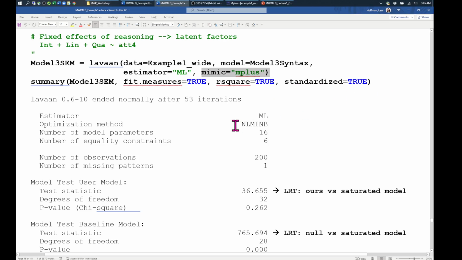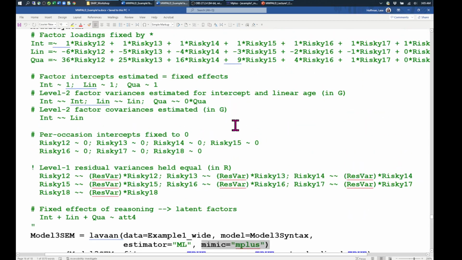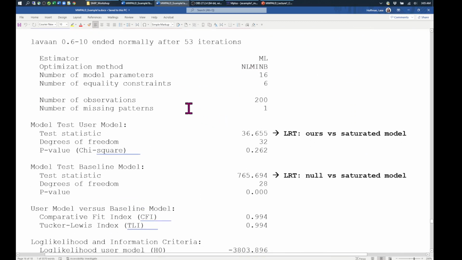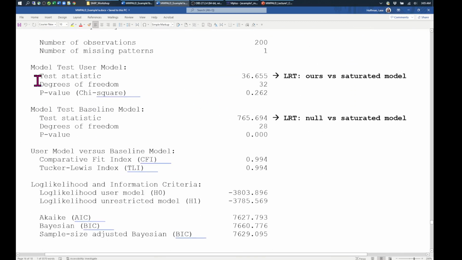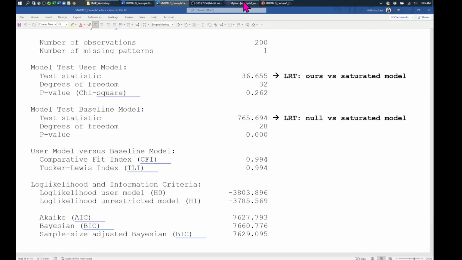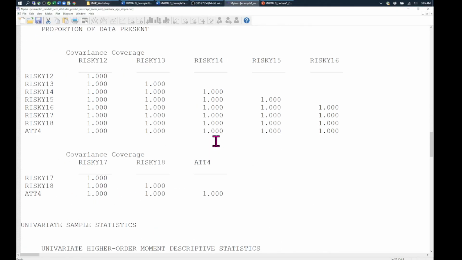So questions on the code for this? Okay. So in lavaan, one of the first things that's different is, look, we get all of our fit statistics back that you would expect in a typical SEM. But in Mplus, I don't.